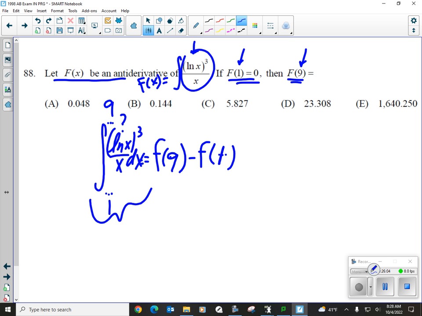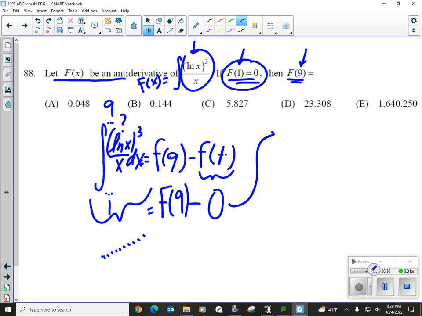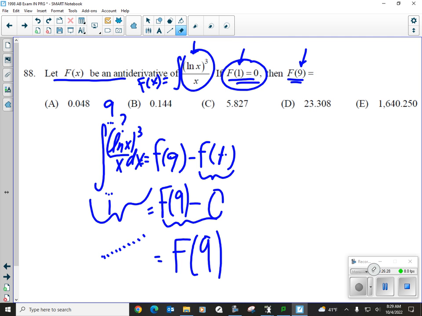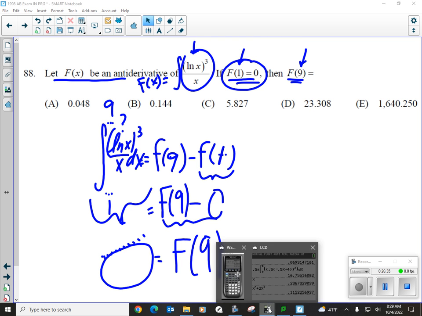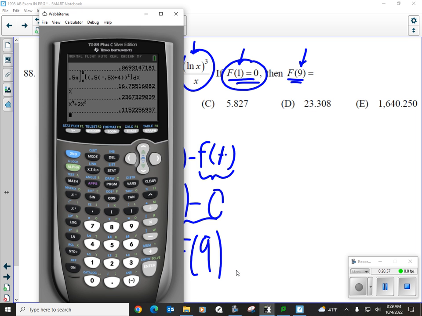And we have a calculator. Let's put this in the calculator. And by the way, they tell us f of 1 is actually 0. So all I've got to do is put that in the calculator and get a number here. And f of 9 minus 0 is just f of 9. So whatever this is, I didn't even need this arrow. Whatever this is going to be is my answer here. I'm getting excited because this is an easy problem to do.